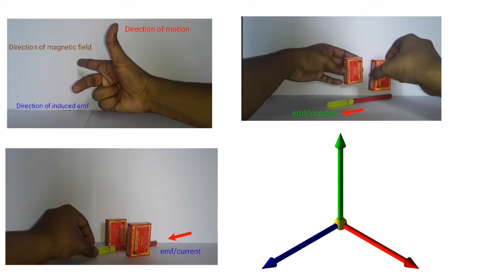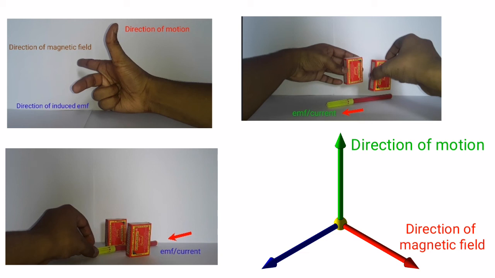Now see these four pictures. Here the thumb indicates the direction of motion, that is the perpendicular movement of conductor or magnetic field. Here the green arrow shows the direction of motion. Similarly, the forefinger indicates the direction of magnetic field, that is the magnetic field which is there in between two poles. And here the red arrow indicates the direction of magnetic field.